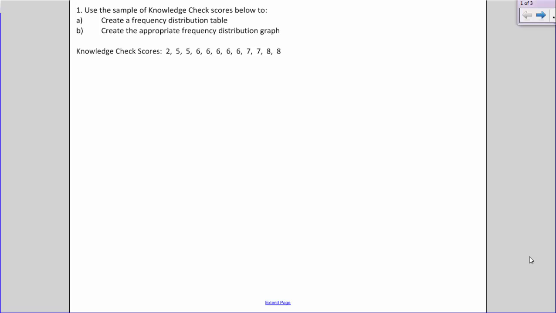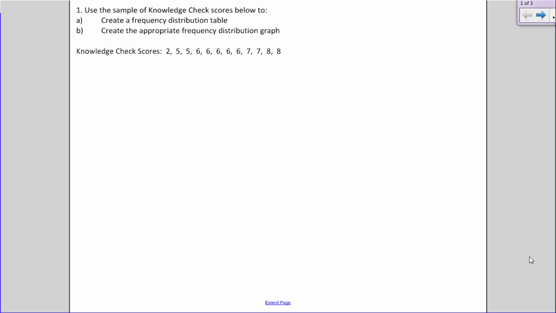So I'm going to show you guys how to create a frequency distribution table and graph with raw data. I'm also going to show you guys how to use a frequency distribution table to calculate the mean and standard deviation and find the median, and then how to identify the most appropriate measure of central tendency based on the shape of your distribution and the scale of measurement for your data. Then I'm going to wrap up with some z-score stuff.